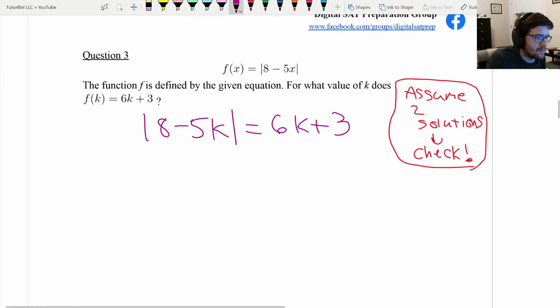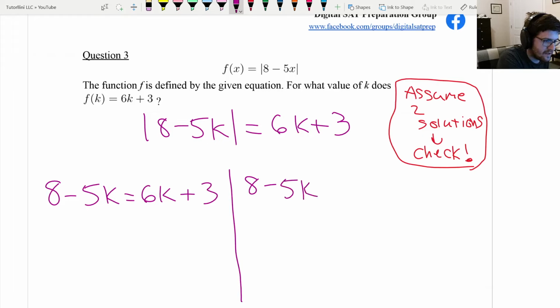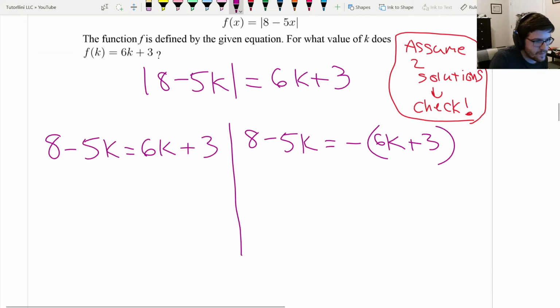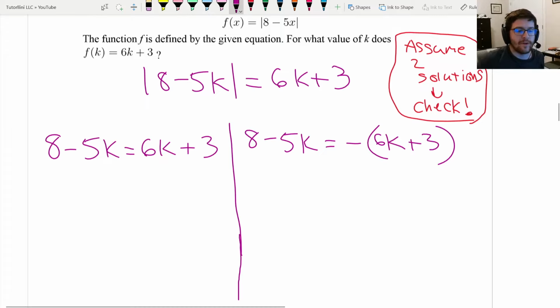So the first one will just be 8 minus 5k equals 6k plus 3. And then the second one will be 8 minus 5k equals negative everything on that side, 6k plus 3. So notice how I put a parentheses around it. That's really important. Again, very similar to the third example, x minus 4 equals 2. Very similar. Okay, we're going to solve both these.